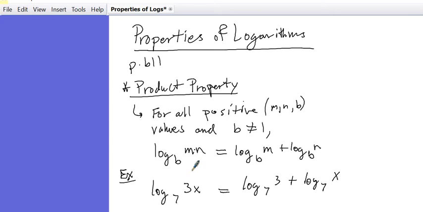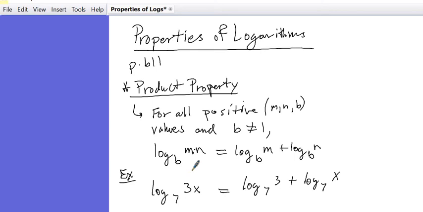This is the product property. For all positive values m, n, and b, and b not equal to 1, like we've been discussing, you cannot have a base that is equal to 1. So log base b of m times n equals log base b of m plus log base b of n.